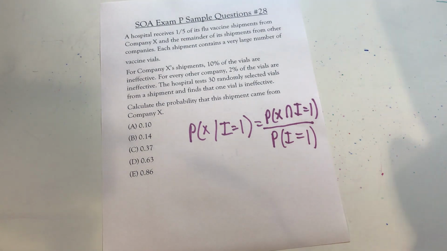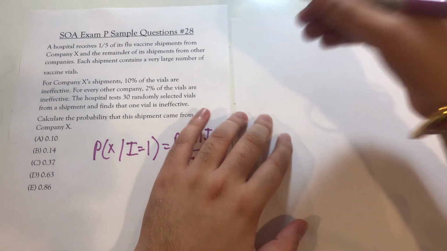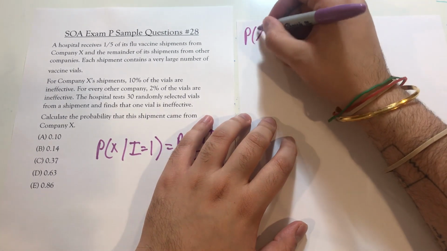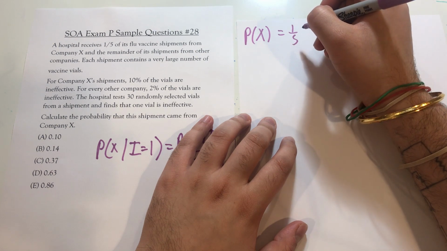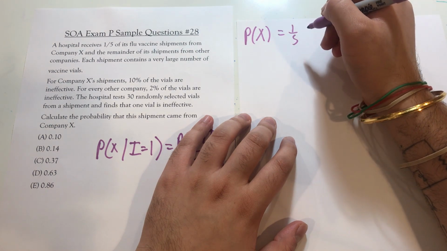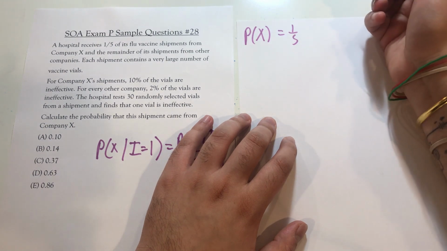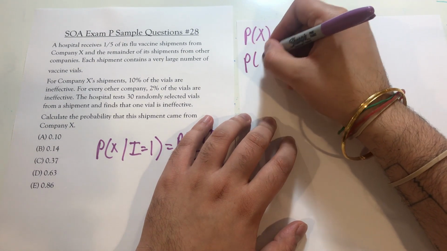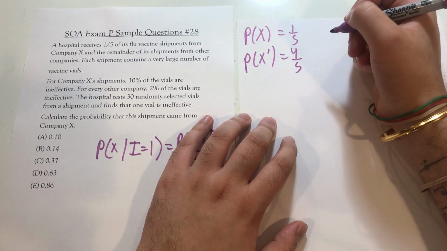Let's now write what we're given. We're told that 1/5 of its vaccines are from company X. So the probability of coming from company X is going to equal 1/5. The probability that you come from a different company, so not X, would then be 4/5.